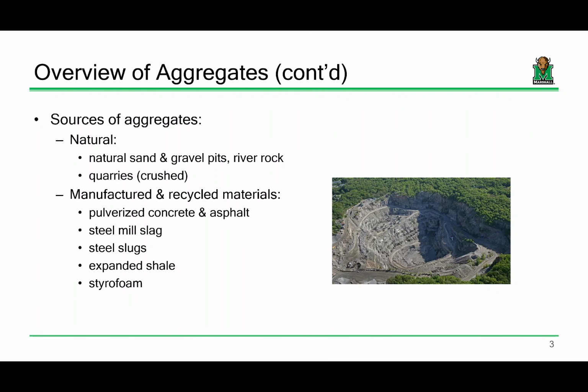You can also source aggregates from manufacturing sectors, from recycled materials. So aggregate may be things like old concrete that's been pulverized, things like slag from steel mills, expanded shale, and whatnot. Those are other sources of aggregates that you can see used. More often than not, your primary source of aggregate is just going to be the earth. So quarries, sand pits, gravel pits, things like that.